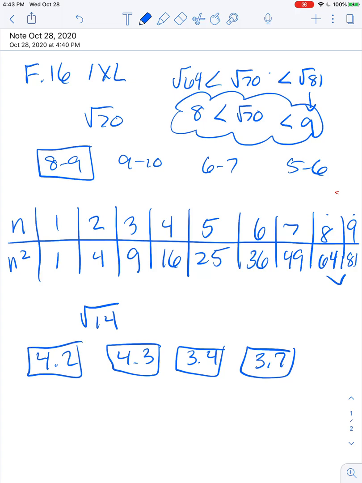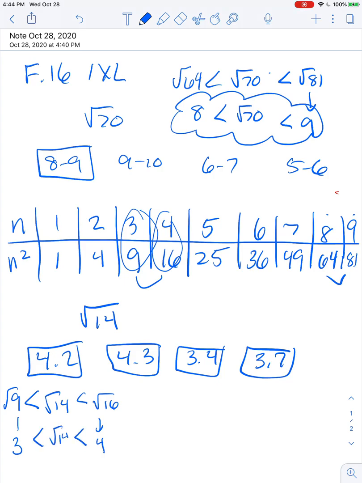So I would look again to see where 14 falls in my squares, and it would fall in between these. So I would be thinking the square root of 14 is between the square root of 16 and the square root of 9. I know the square root of 9 comes out to be straight up 3, and the square root of 16, just looking at my chart, comes out to be a 4. So I know my answer has to be between 3 and 4.